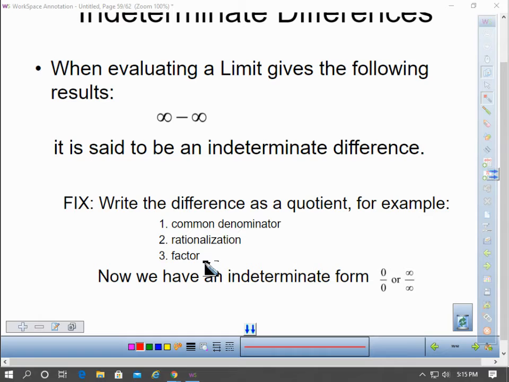But what that will do is make it one problem. It won't be a subtraction problem anymore. It'll now be one problem written as a quotient, especially with a common denominator. Putting 2 things together using a common denominator will make it one fraction. So once you get your quotient, we're back to 0 over 0 or infinity over infinity, and you can use your normal L'Hopital's rule. All right, you're back to the same L'Hopital's rule that you're used to.